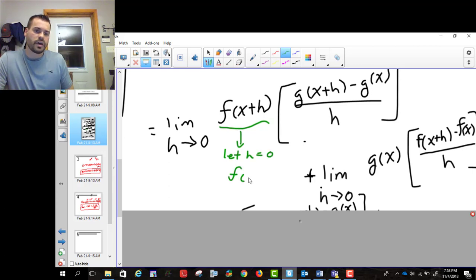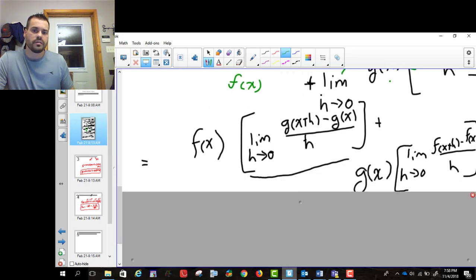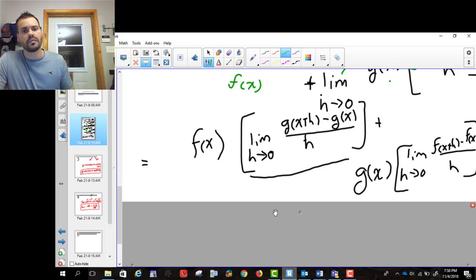And so I'm going to get f of x. All right, and here, this isn't affected by h at all. So I'm just going to take this limit and write it in there, and take this limit and write it in there. Okay? And so what I end up with is this. And then this is g prime of x.